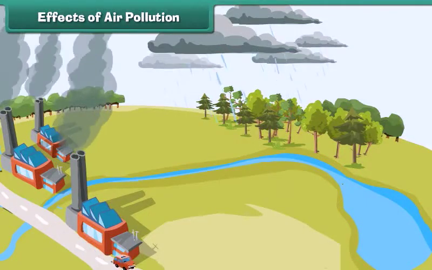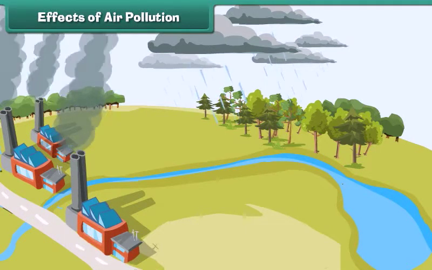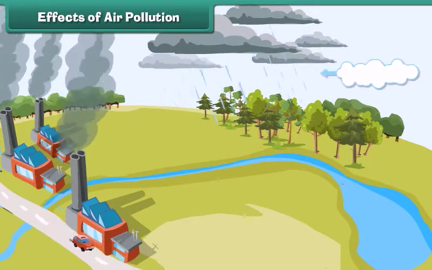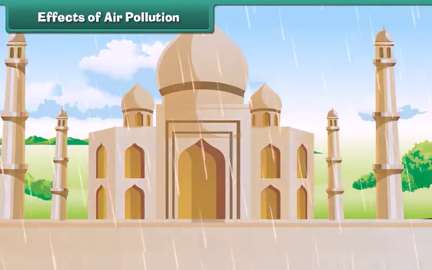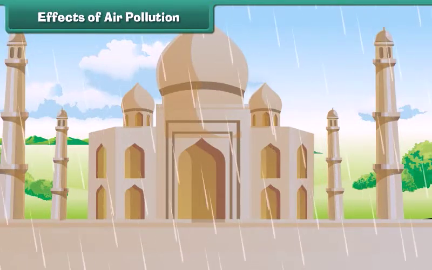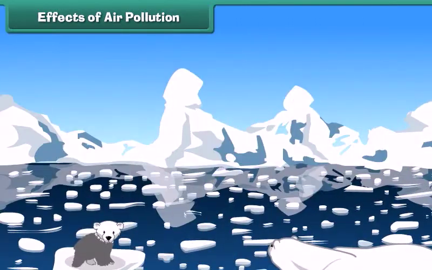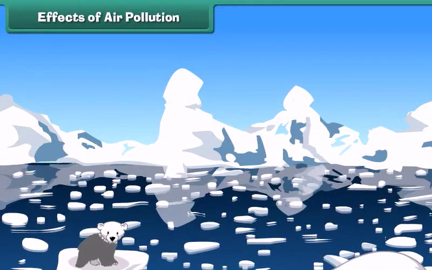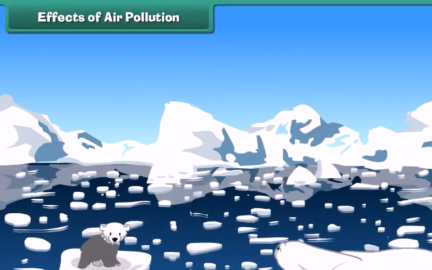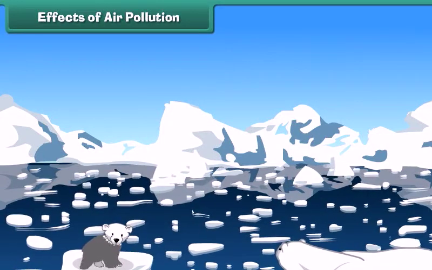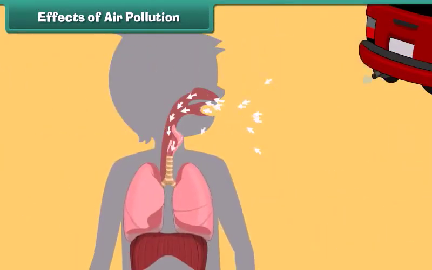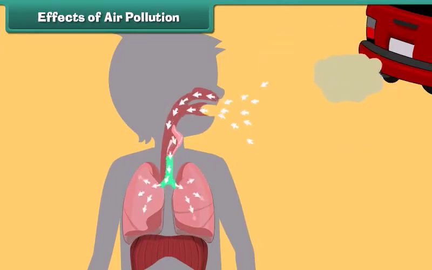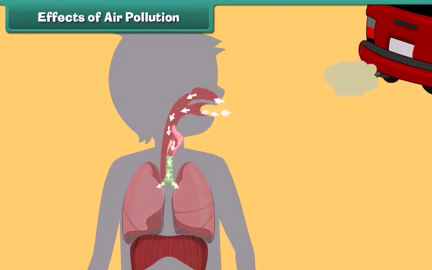This polluted air mixes with clouds in the atmosphere and brings harmful rain. This rain is also known as acid rain. Acid rain damages our buildings and monuments. Besides it, the large amount of carbon dioxide in air increases the global temperatures, which subsequently result in the melting of glaciers. It adversely affects our lungs, and we suffer from respiratory disorders.